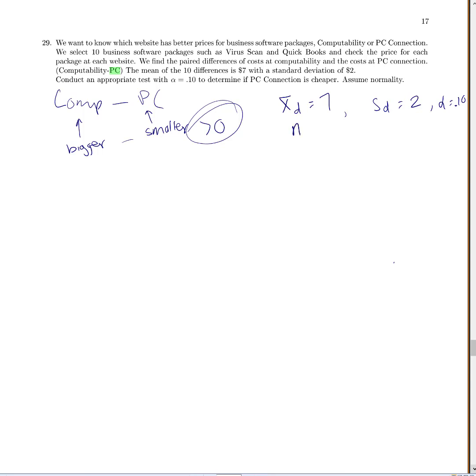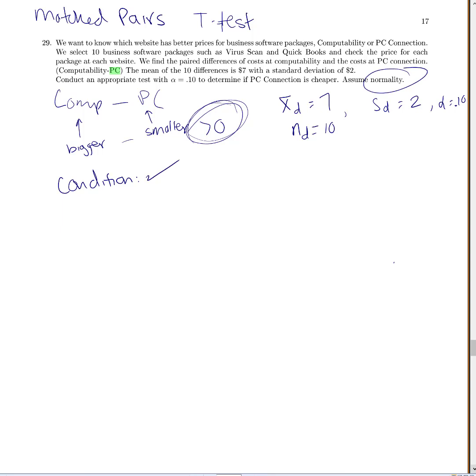Oh, I forgot to write down, we did 10 differences, so n equals 10. So we have paired differences, or matched pairs. And when you do matched pairs, you just do a normal t-test. So nothing else changes, it's just the t-test. The hardest part is you have to figure out if it should be greater than 0 or less than 0. Okay, we want to check our conditions, which has to be that the sample size is big or is normal. Now it said that it was normal, so we're good there.